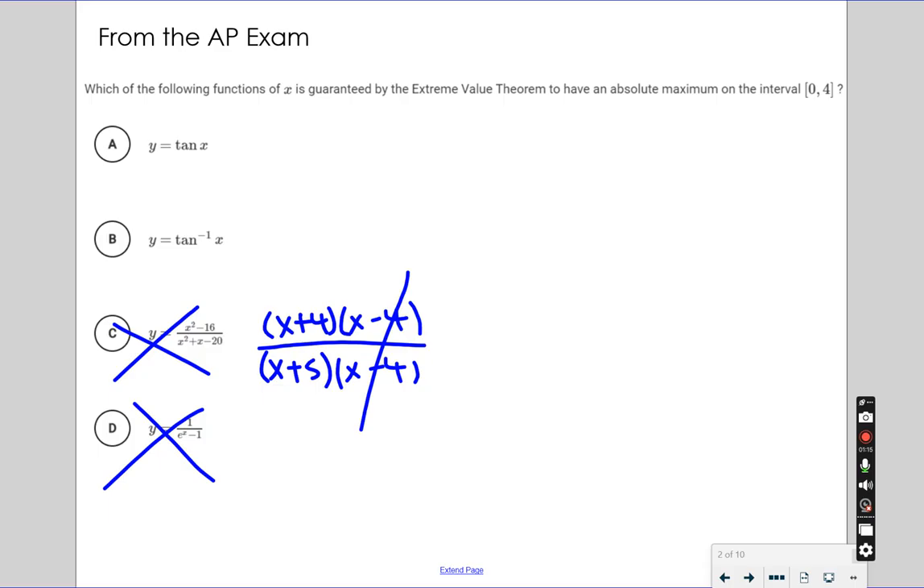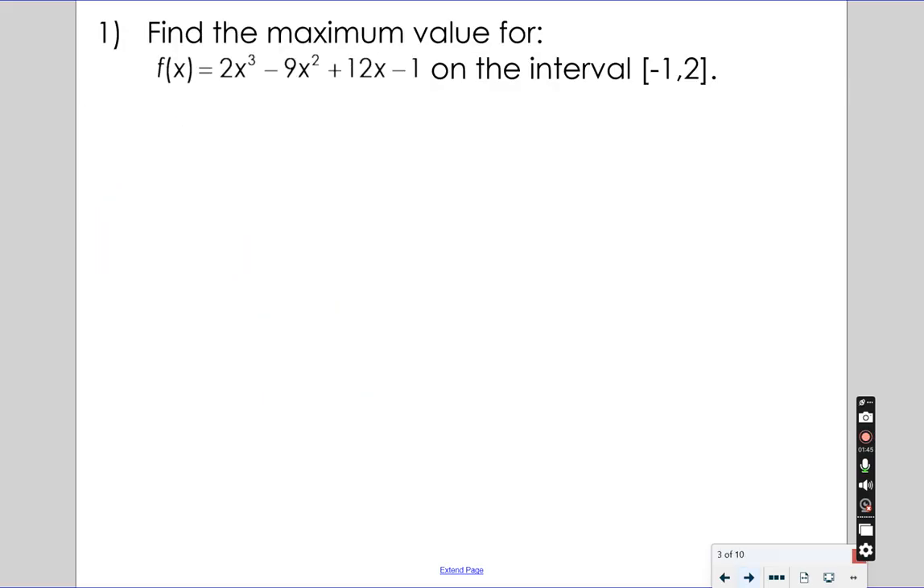So now it's between tangent of x and arctangent of x. All right, do we remember what those look like from pre-calc? What does tangent of x look like? Like whoop, whoop. What does it have? A bunch of vertical asymptotes. Do you remember what arctangent looks like? You take one of those, flip it on its side. I can't do it with my arms, but that's what arctangent looks like. So this one is the one that's continuous. Okay? All right, find the maximum value.